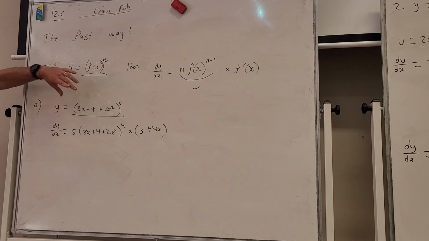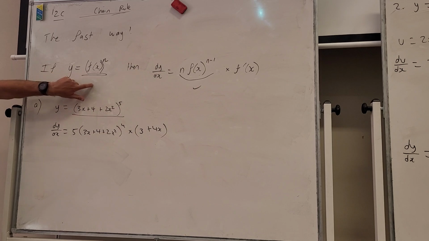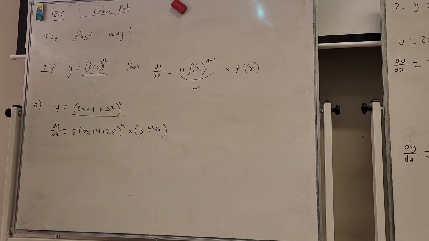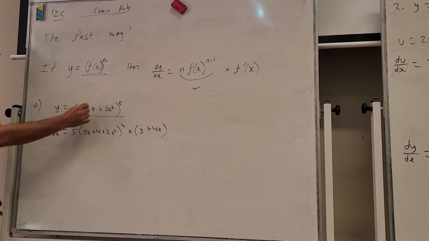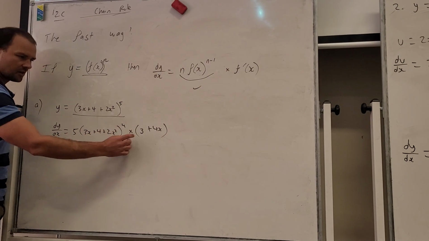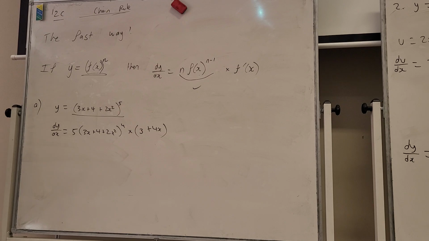One step. We went from there to there, just following this rule. Alright? So just follow it along. N, f of x, n take 1 times f dash of x. Okay, so that's the fast way.